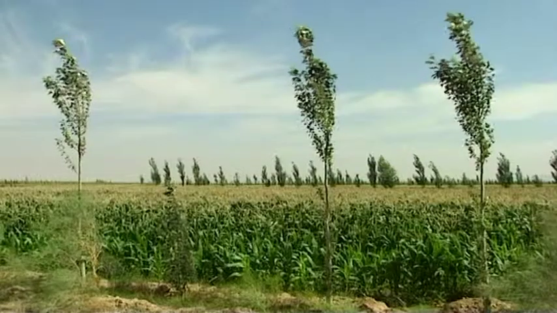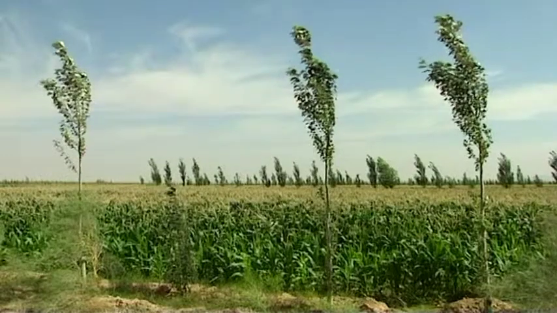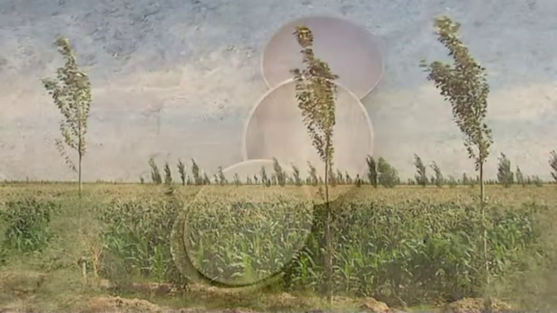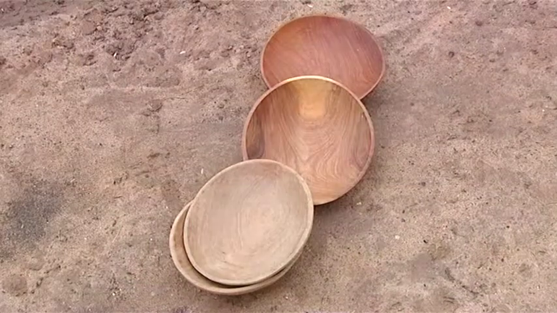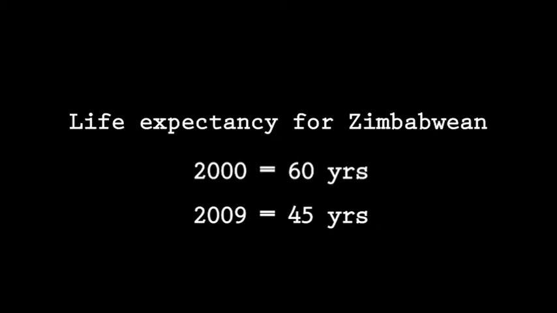As a result of years of poor governance and violent fighting over land ownership, farming has been severely neglected. Now, an estimated 45% of Zimbabwe's people are considered malnourished. In just those few years, the life expectancy of Zimbabweans has dropped from 60 years to 45, amongst the lowest in the world.